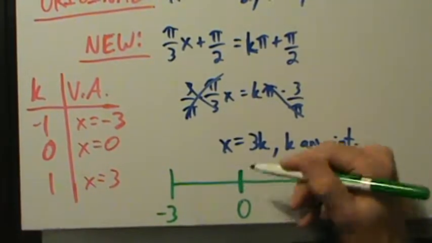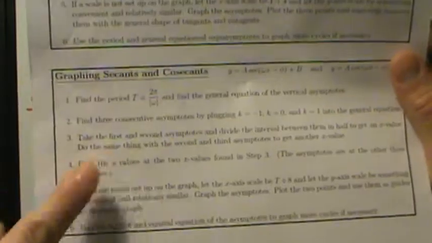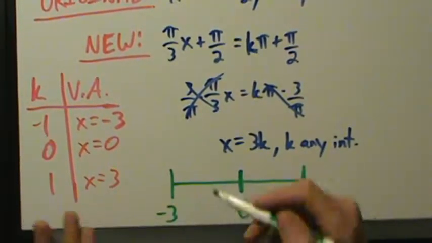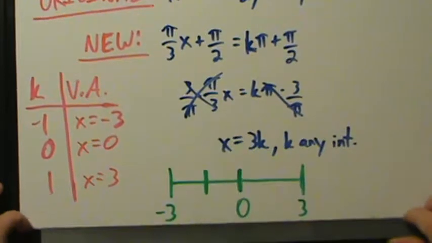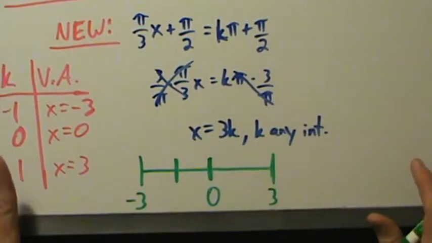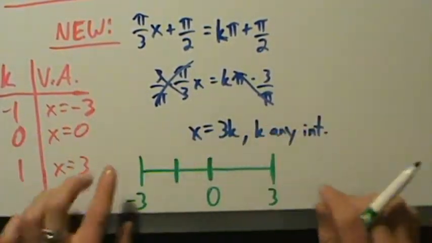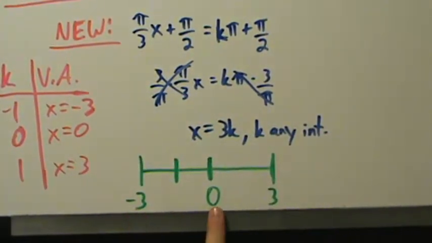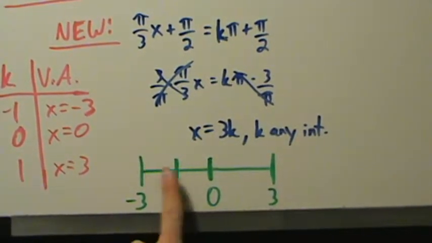Okay, so now what we want to do is, remember the step said take the first and second asymptotes and divide the interval between them in half to get an x value. So here's the first and second asymptotes right here, x equals -3, x equals 0. Divide the interval in half to get an x value, okay? So we don't even really have to think of it like that. Just set up the little chart like this, put first asymptote, second asymptote, third asymptote, and divide this interval in half to get an x value.